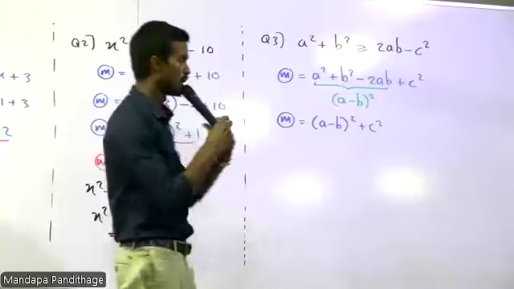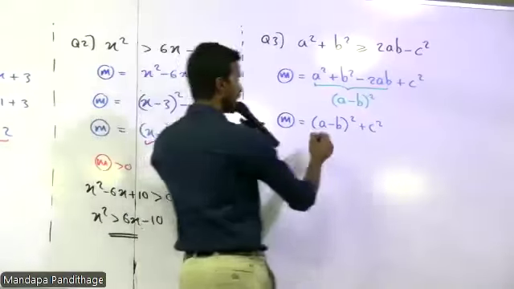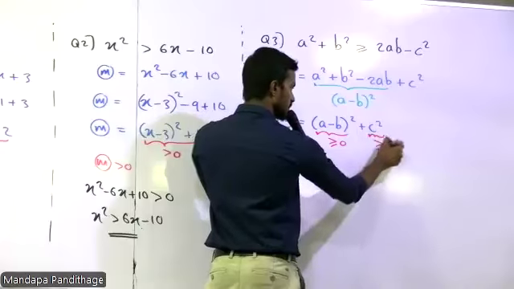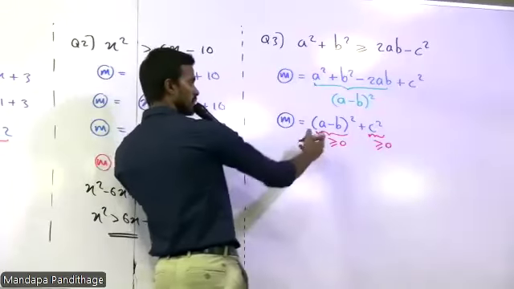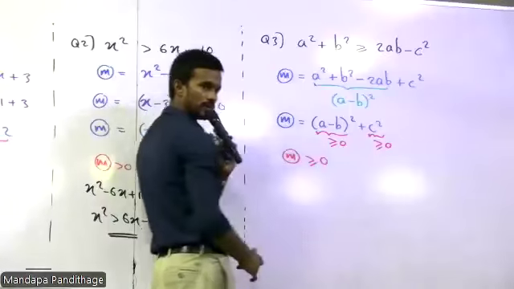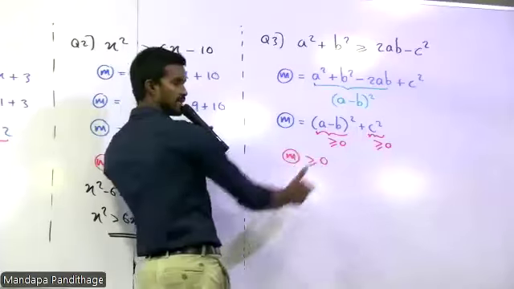Clear? So we have to come up to a position where you can clearly say, okay, this is greater or equal to 0. C squared is also greater or equal to 0. So when you add two greater or equal to 0 terms, it's greater or equal to 0. Simply, when you add two positive numbers, it's positive. But there is this equality, so when it is 0, it can be 0.